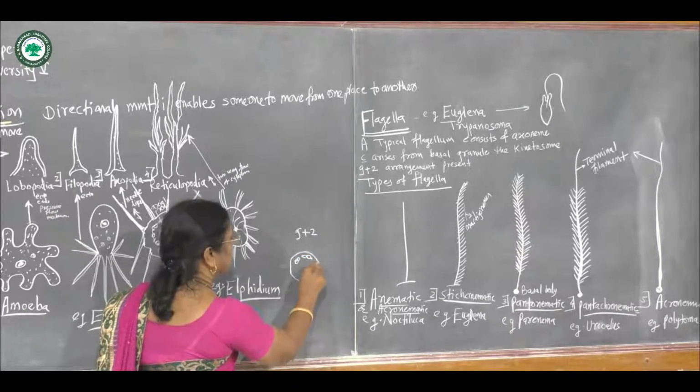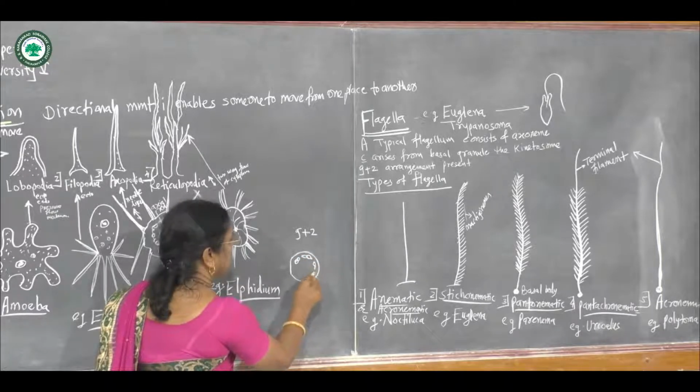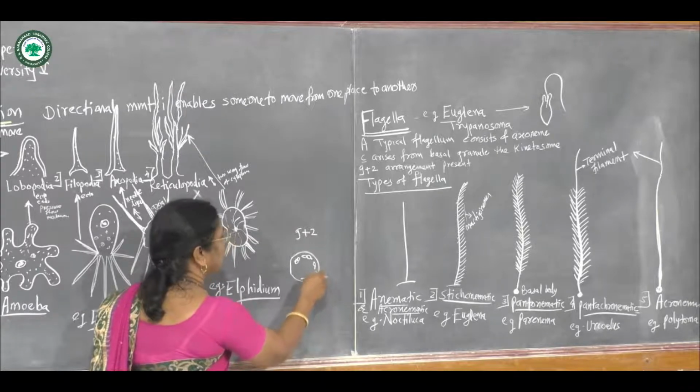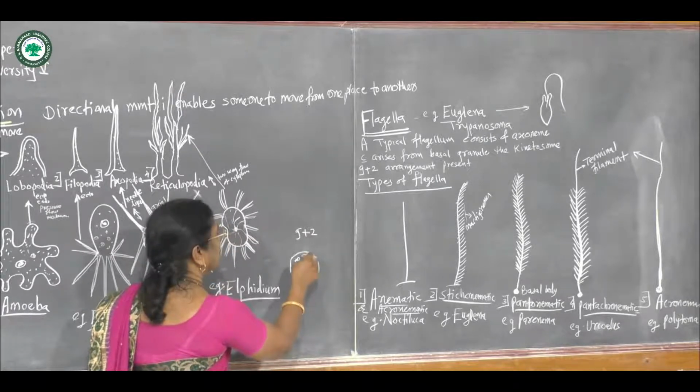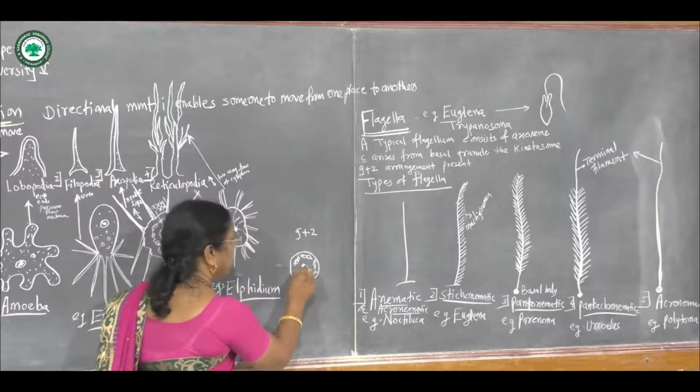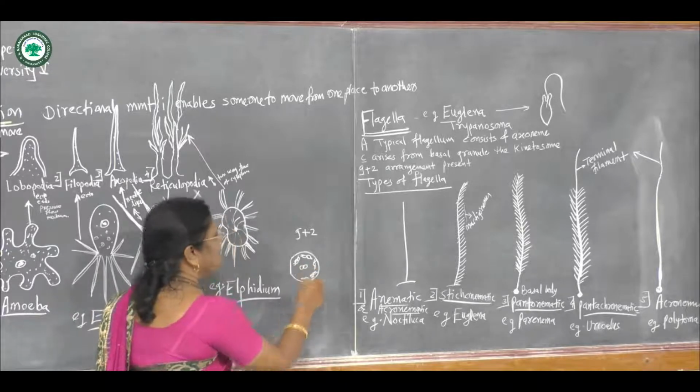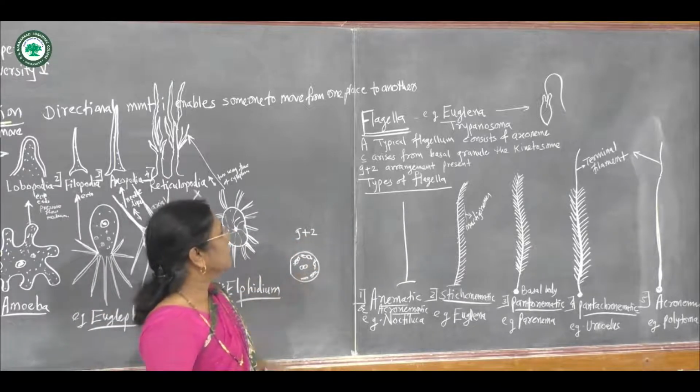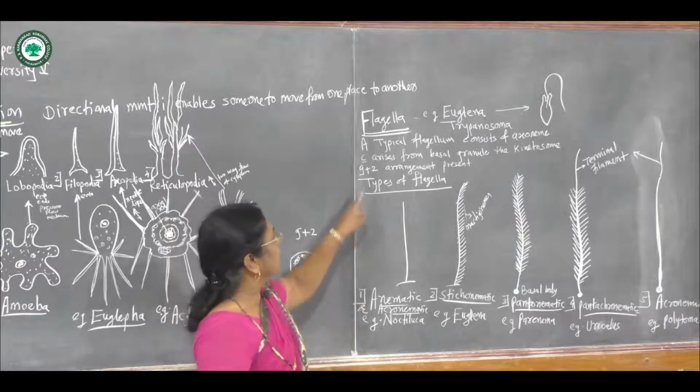9+2 arrangement means towards the periphery there are 9 double fibrils present like this. 9 double fibrils are present with 2 arms, A and B arms. Like this, there are 9 double fibrils with 2 central fibrils. This is the axoneme having 9+2 arrangement.